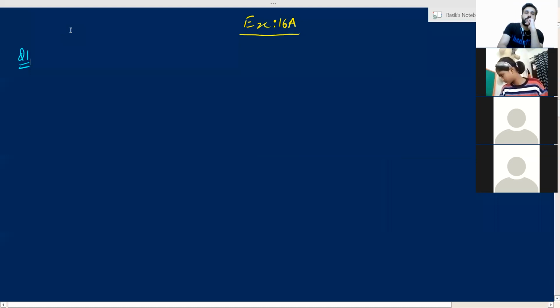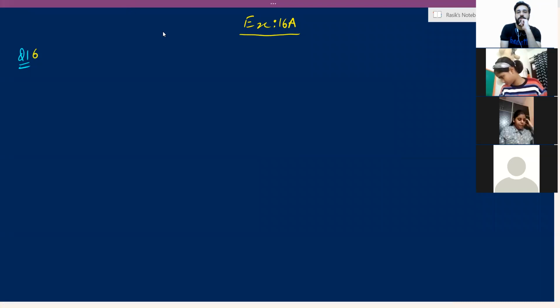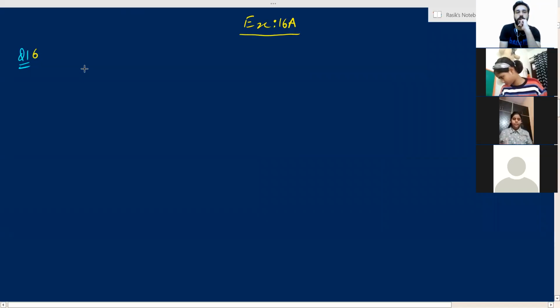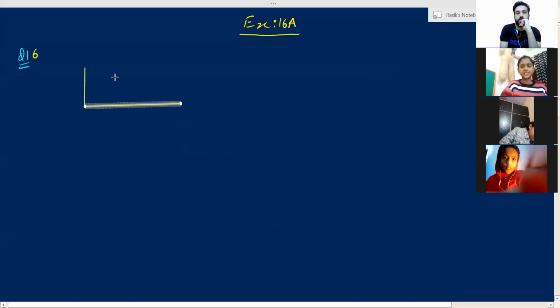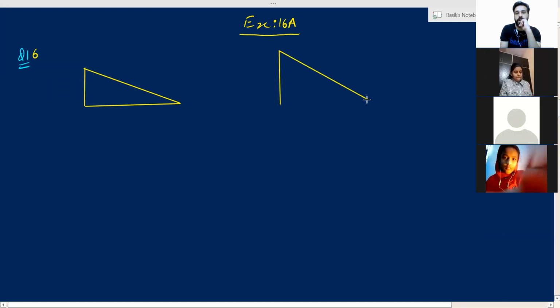Conceptual questions. Question number 16. If the areas of two triangles are same, then are they congruent? I am making two triangles here. The length of the sides can be different from each other. To show, I am making two triangles where you will see that the sides are different, lengths are different, but when you find the area, you will get the same area of the two triangles.